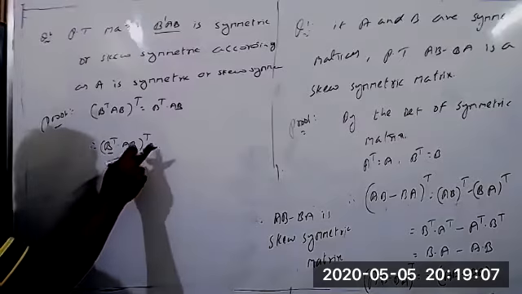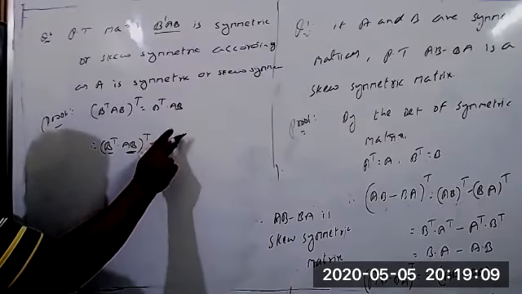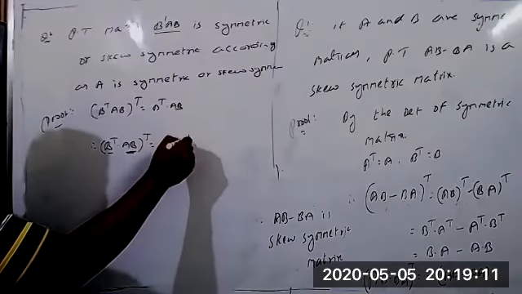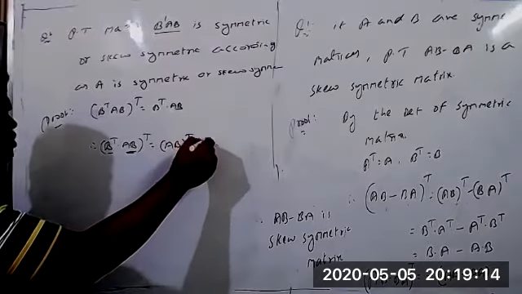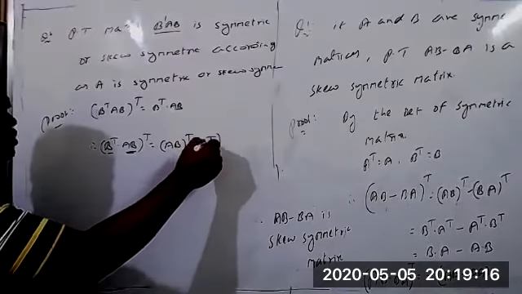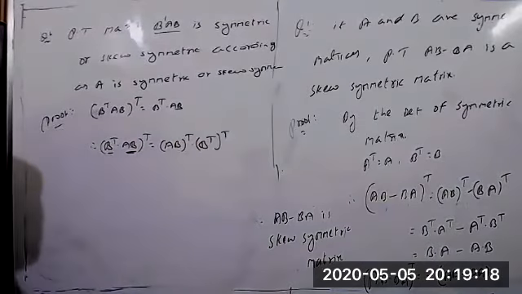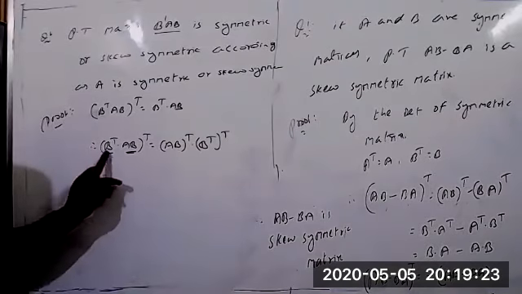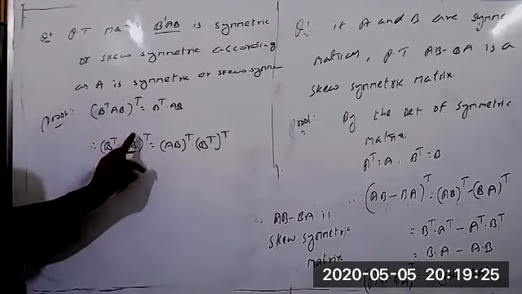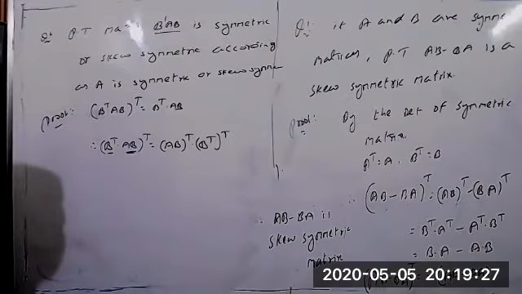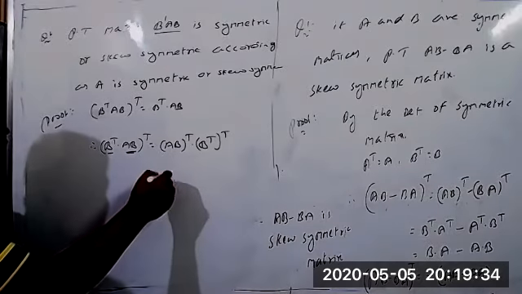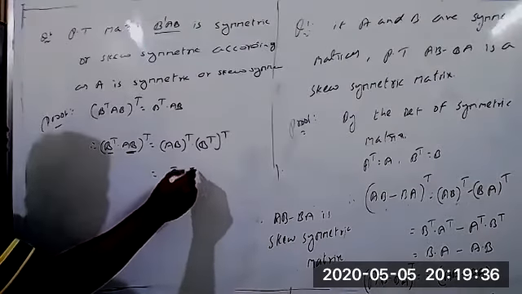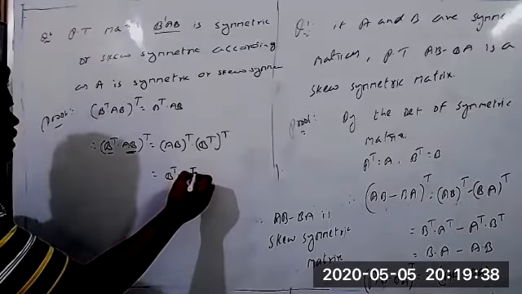So according to the definition, what do you get, tell me now: this is the AB whole transpose into B transpose, B transpose whole transpose. Am I correct? A into B whole transpose equal to how much? B transpose into A transpose. Now you can write the value: B transpose into A transpose.